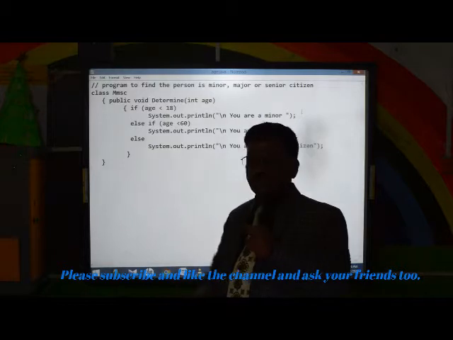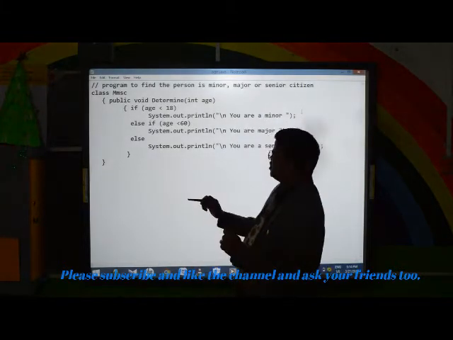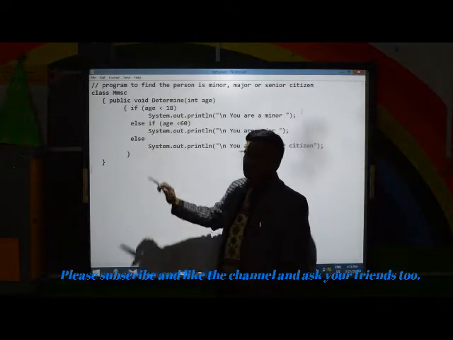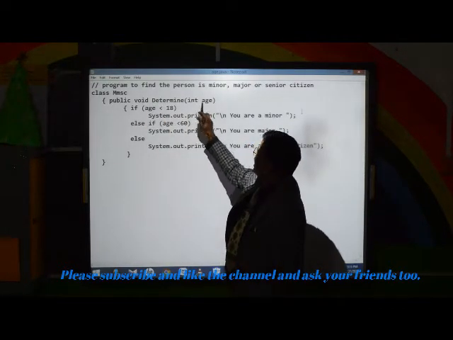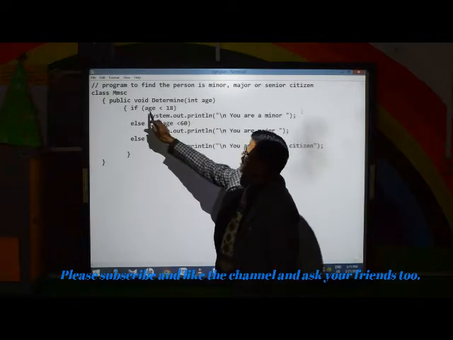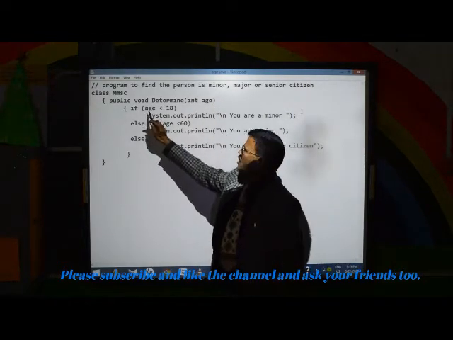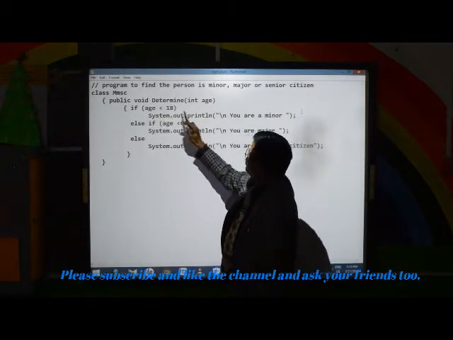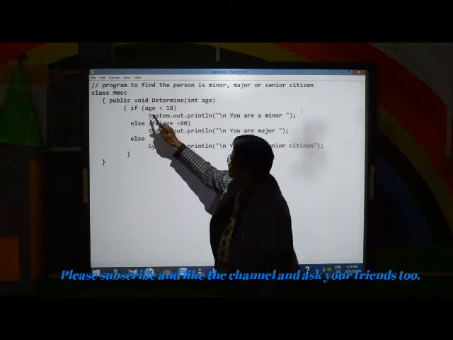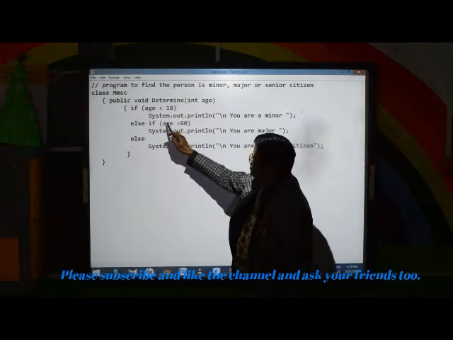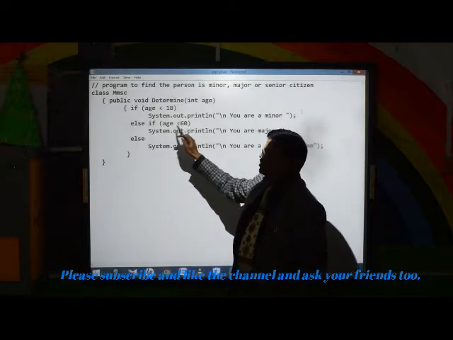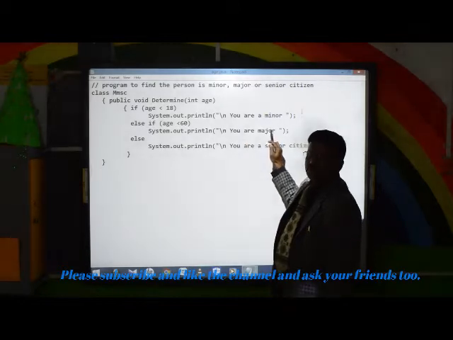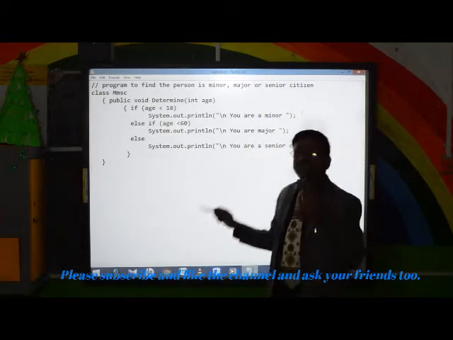Here I go, the second instance. My age is 43. If it is 43, how does this program work? When you execute the program, the computer will ask you the value of the age. You have given 43. If 43 is less than 18, if it is true, it will come. Because 43 is not less than 18, it comes down. Is 43 less than 60? Yes, it is less than 60. So this statement gets executed. What does it say? You are a major. Right? This is the second example.